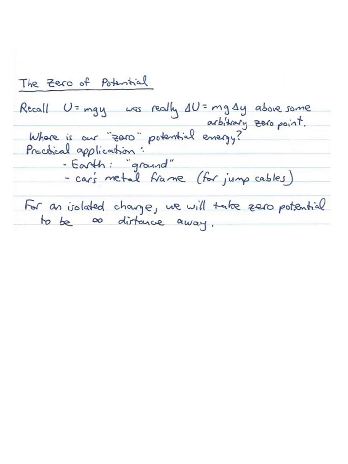Well, our 0 for potential energy in practical application could be the Earth itself. We often refer electrically to the Earth as ground. It could be a car's metal frame, maybe when we talk about grounding jumper cables, you attach one to the metal frame. For an isolated charge, we're going to do what's most convenient mathematically. We will take the 0 potential to be an infinite distance away.